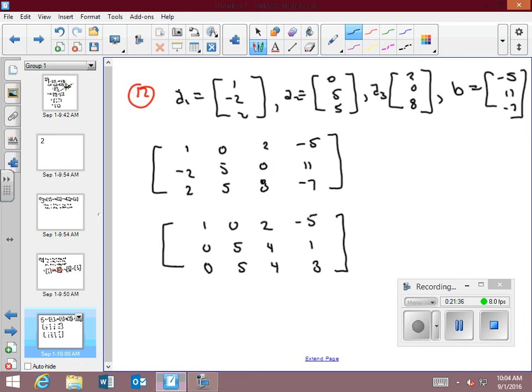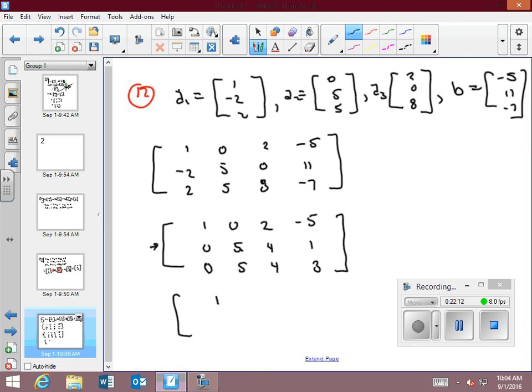Now, we've got two choices. We can either take that second row and get 1 where the 5 is, or we can take the second row and make a 0 underneath that 5. I'm going to choose to put a 0 down underneath. Okay? So that means I would have to multiply the row that has the 5 in it, this row right here, times a minus 1 and add it to the bottom, correct?